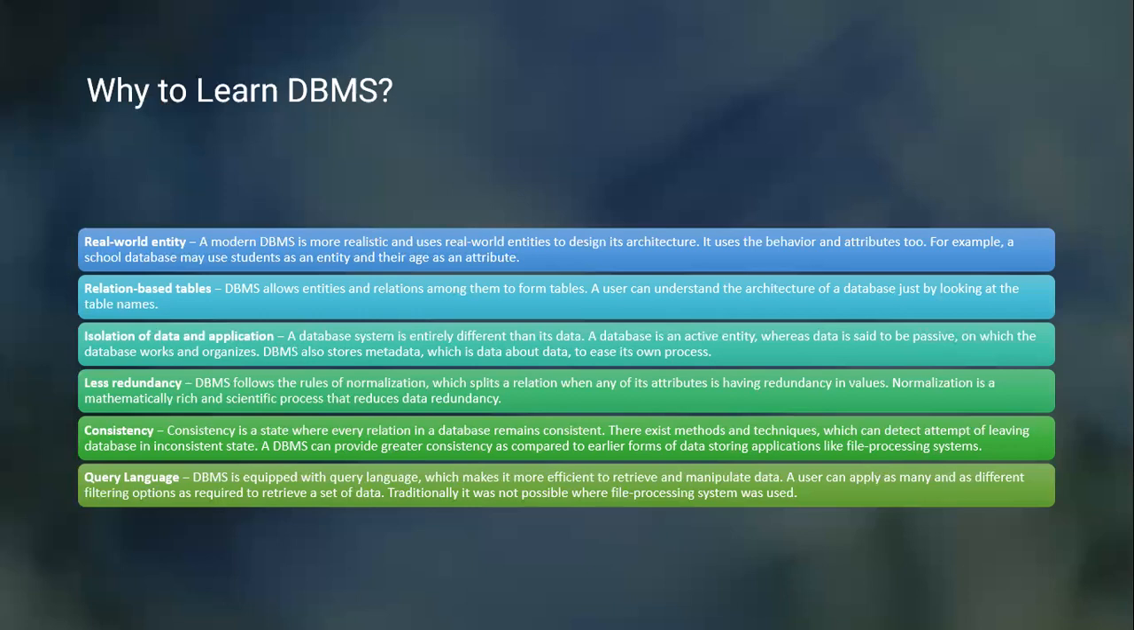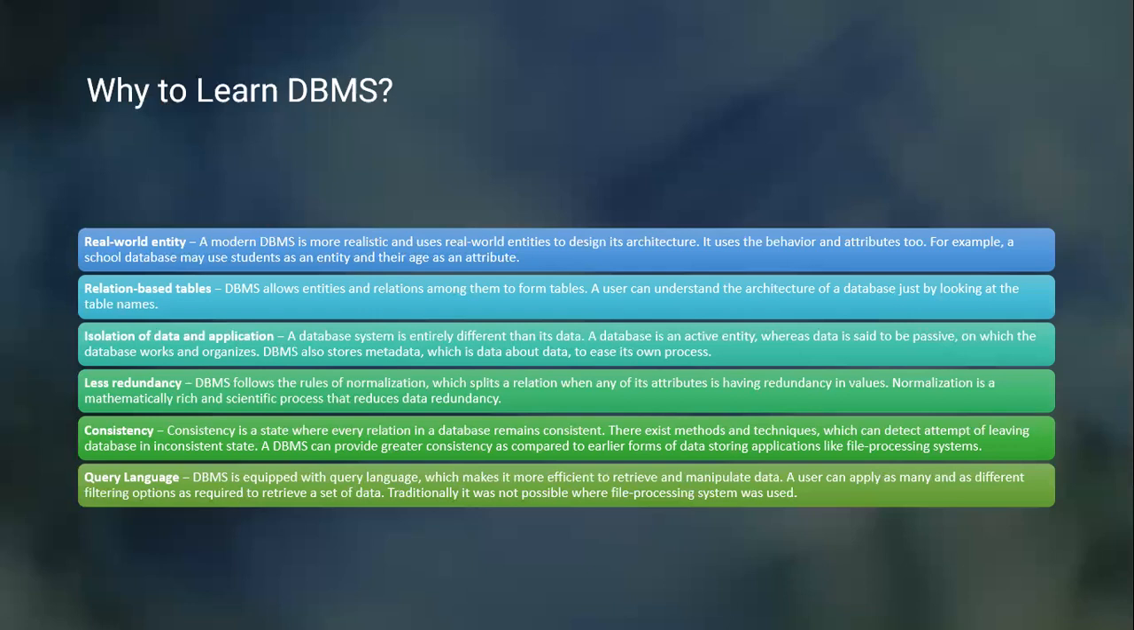So, less redundancy, this is where DBMS follow the rules of normalization, which splits a relation when any of its attributes has redundancy in values. Normalization is a mathematically rich and scientific process that reduces data redundancy.